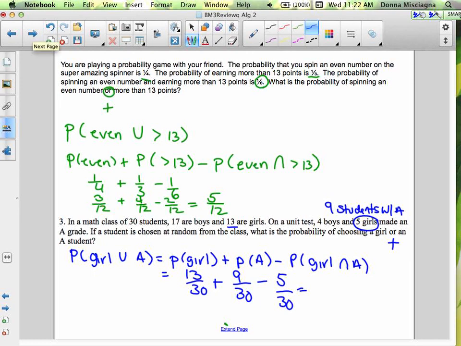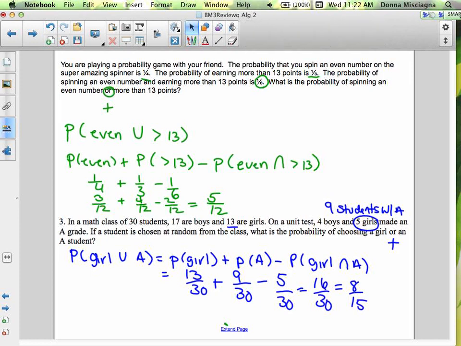All right, so then we have 13 plus 9 would be 22, minus 5 would be 16 out of 30. That should be reduced. That's divisible by 2. All right, so that's going to be 8/15. So the probability of choosing a girl or an A student would be 8 out of 15. It includes the 13 girls, the 9 A students, but oops, don't forget to take off the 5 students that are both girls and A because they were counted in both groups.